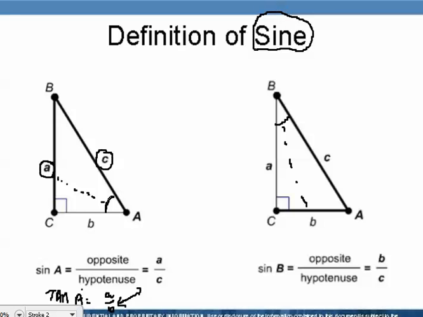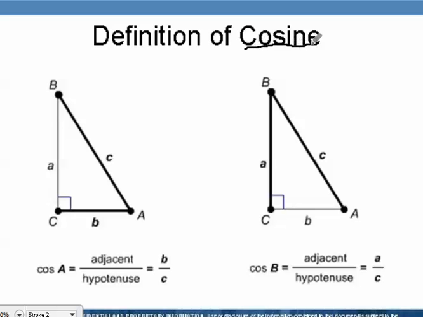Now, there is another function, the third function. It's called the cosine. Very similar to the sine in that I'm going to use one side and the hypotenuse again, but this time I'm going to use the adjacent side. So if I'm looking at the cosine of angle A here, my adjacent side is this one, the one that's next to it, not the hypotenuse. And I'm going to divide by the hypotenuse, so it's going to be B over C. And the cosine of angle B is going to be the adjacent side, A, divided by C.